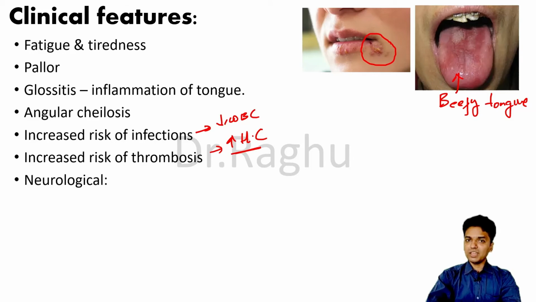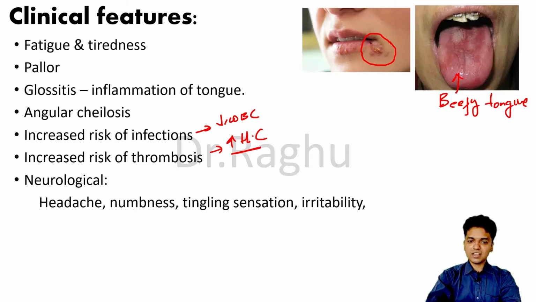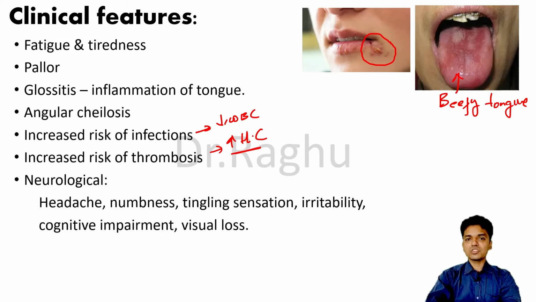And there could be a plethora of neurological signs and symptoms like headache, numbness, tingling sensation, irritability, cognitive impairment, and visual loss. Why visual loss? Because of optic nerve neuropathy. And I have told you why there are neurological problems in vitamin B12 deficiency. The main reason is increase in the concentration of methylmalonyl CoA.